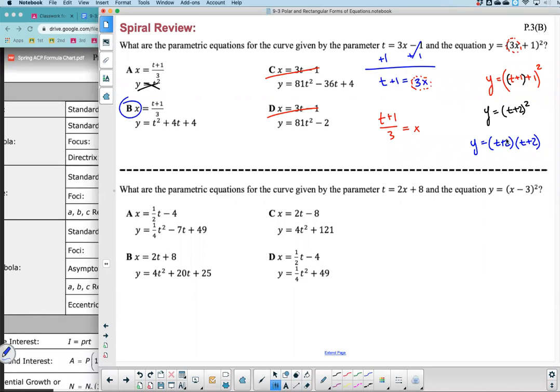And from here, if you did your algebra, just distribute all the way: t times t, t times 2, 2 times t, and 2 times 2. You would end up getting this when you combine your like terms.